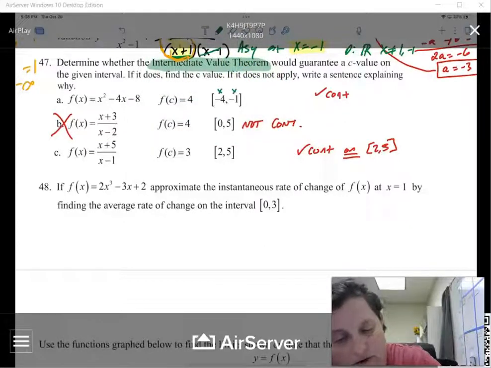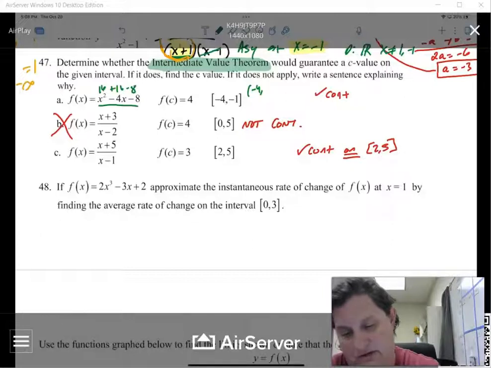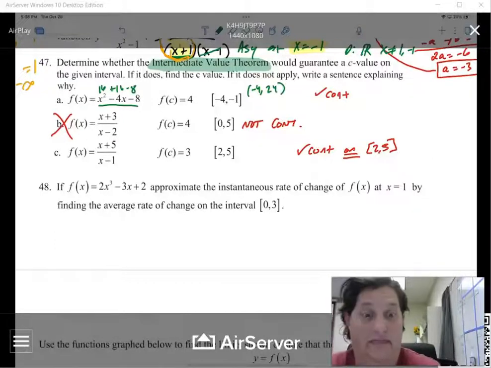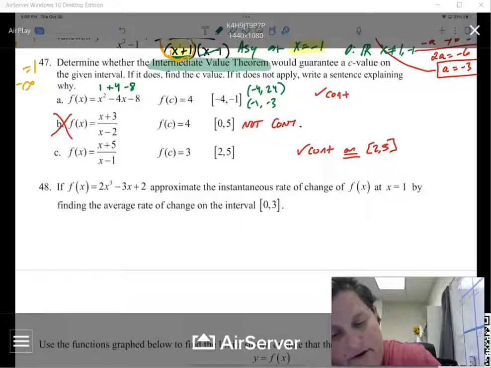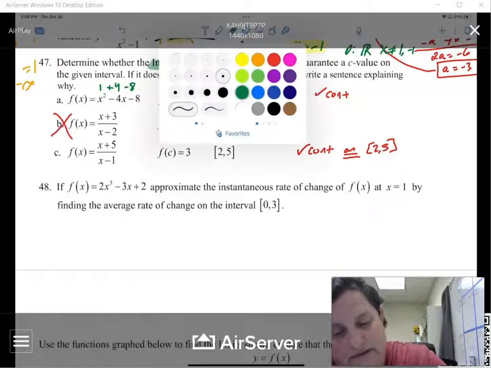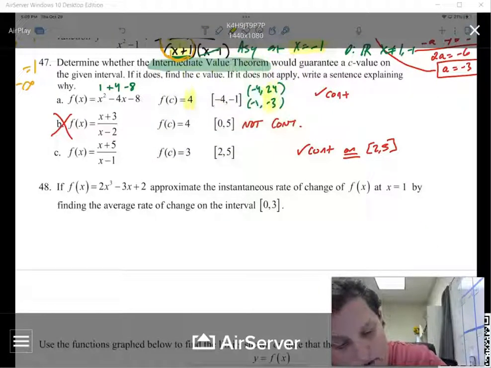These are x coordinates. What are the y coordinates that go with those? So this first one is like if I plug in -4, what do I get? So I get 16 plus 16 minus 8. Okay, so I get 24. I think. That's some quick math. Now if I plug in -1, I get -1 squared, that's 1, plus 4 minus 8, I get -3.